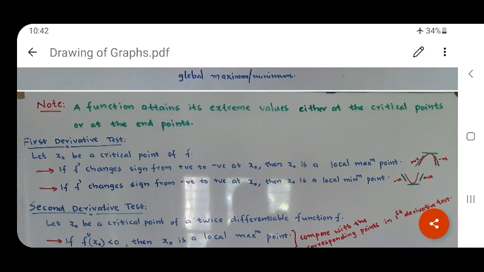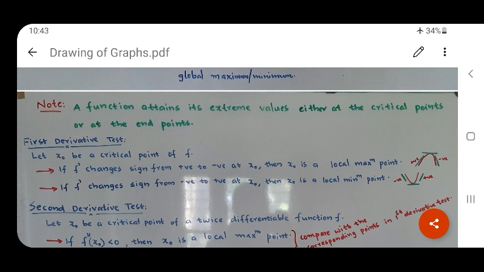Okay, so also note that to change sign from positive to negative, the tangent must be changing its slanting from right to left. Okay, so look at the picture on the right side. That shows there is a local maximum point. And if f dash changes sign from negative to positive, then x naught is a local minimum. That is, the slope of the tangent changes from negative to positive continuously. So the slanting changes from left to right. So naturally there is a local minimum.